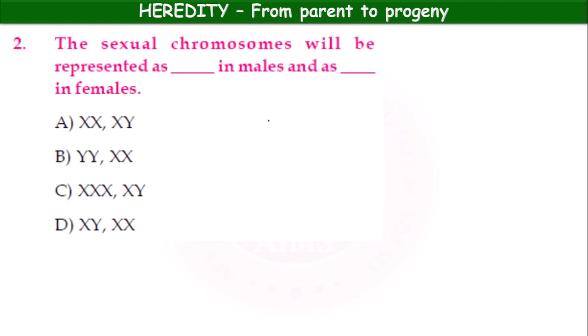The sexual chromosomes will be represented as dash in males and as dash in females. Okay. Option A, XX, XY. Option B, YY, XX. Option C, XXX, XY. Option D, XY, XX. Okay, this is the option D. In males, it is represented by X and Y, whereas in females, homozygous, double X. Okay.